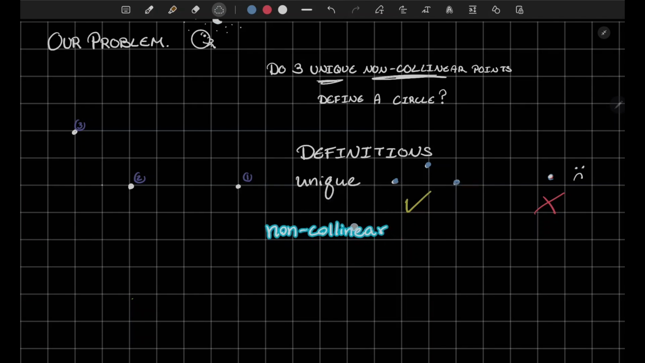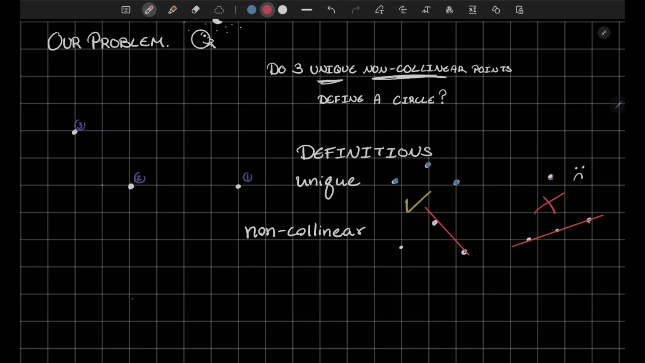And then non-collinear, you can guess it means not collinear, and you'd be right. What does collinear mean? In this case, this is our false example, because we want the opposite of collinear. Collinear means that you can draw a line through all 3 points. So here, these 3 points are collinear. 2 points will always be collinear, but 3 are not necessarily collinear. So for example, with this, no matter what, you can't make one line that goes through all of them.